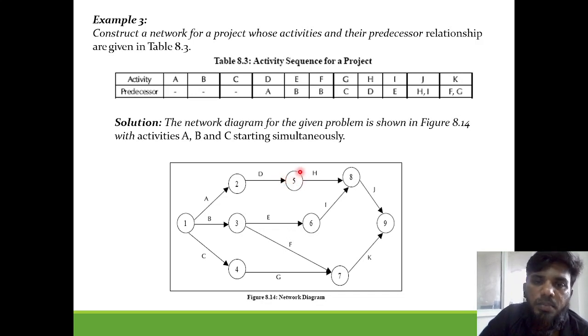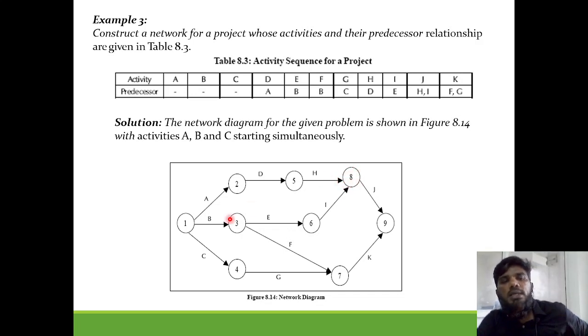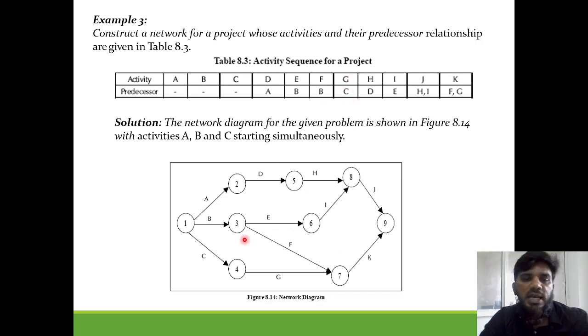Now after the completion of D, let us see which activity starts: H is starting. So I am starting H here. Once it is completed, you get to some end node. Let us see the B section now. From B, two activities are going to start, E and F. So I have joined two activities. Next, from C we are taking a G activity.